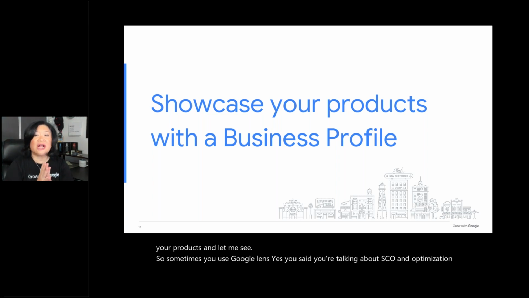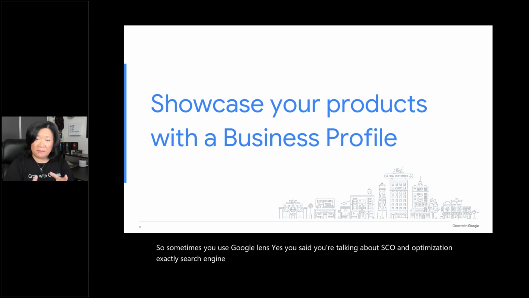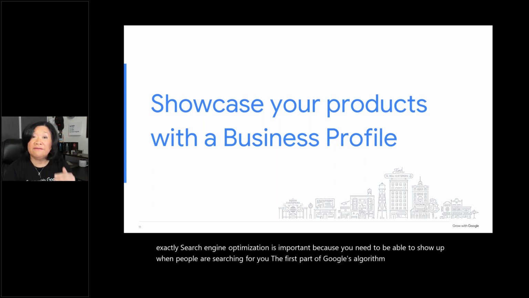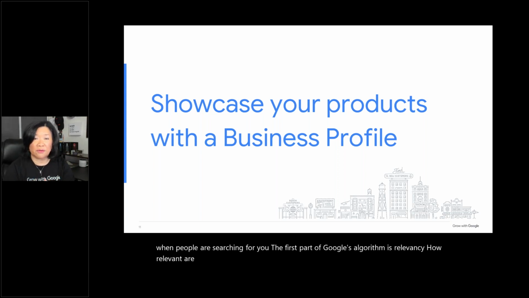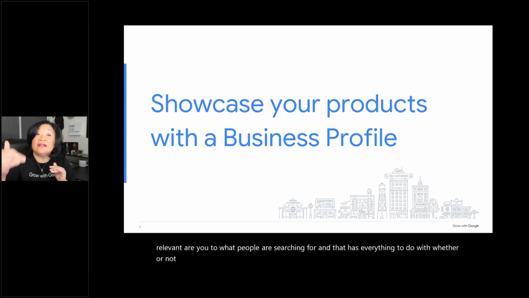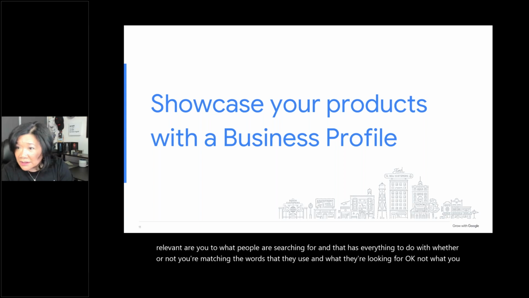Exactly. Search engine optimization is important because you need to be able to show up when people are searching for you. The first part of Google's algorithm is relevancy. How relevant are you to what people are searching for? And that has everything to do with whether or not you're matching the words that they use and what they're looking for. Okay, not what you think, what they're looking for.